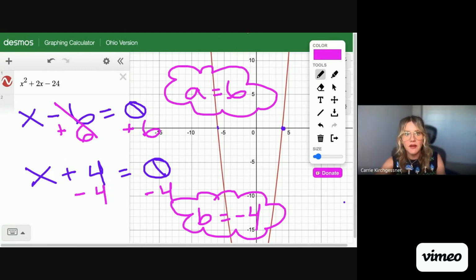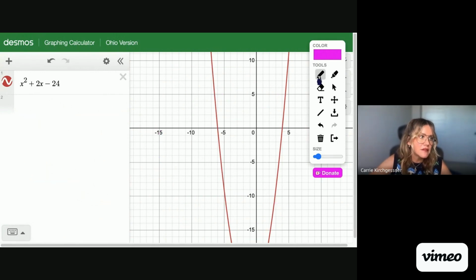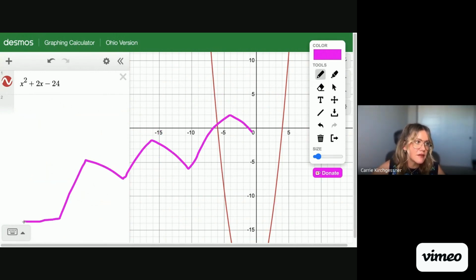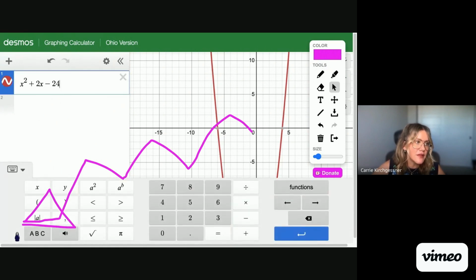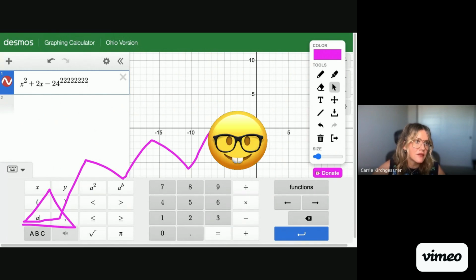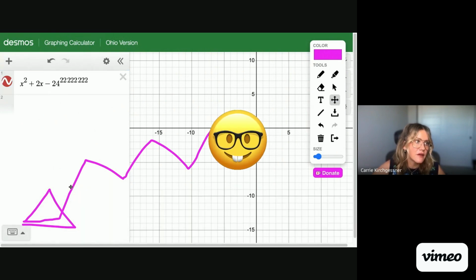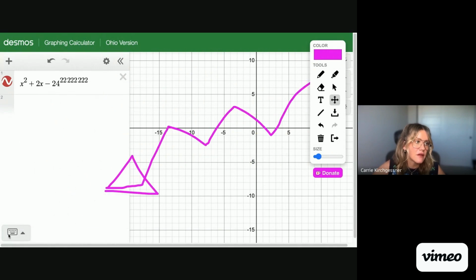So to add the squared over here, Alexis, see how in the bottom left there's a little icon that looks like a keyboard? You click on the keypad and here's the squared. It's right there. Does that make sense?